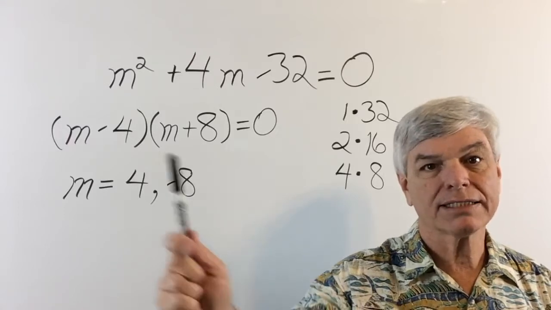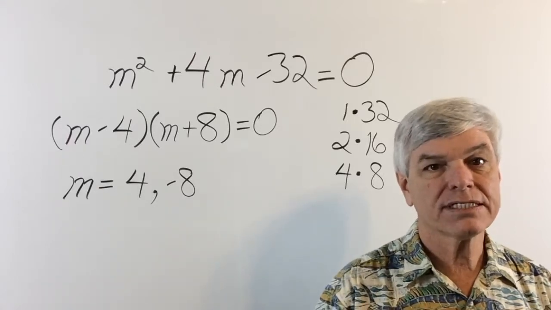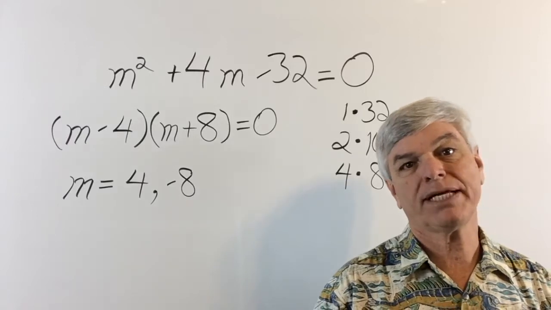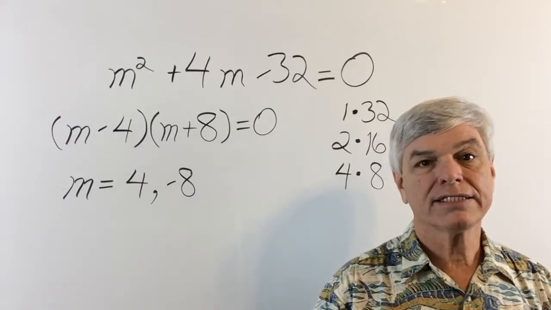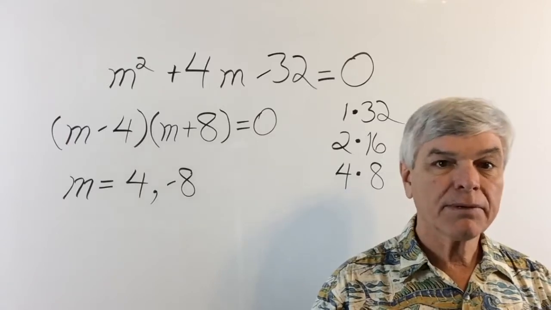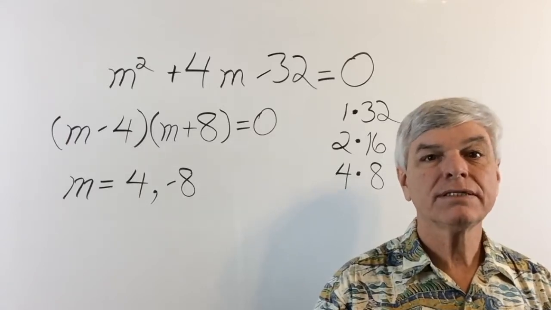Obviously, to balance out this parentheses to make it equal 0. I know I'm repeating myself for about the third or fourth time. But there you go. That's the answer to this. And I'm going to give you one more problem.